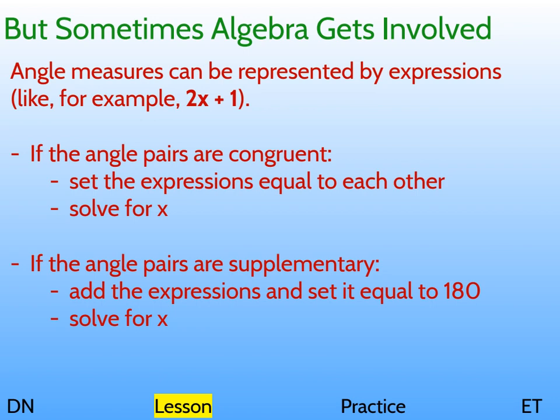If the angles are supplementary, that just means they add up to 180, right? So just take the two expressions, add them, set that equal to 180, and then solve for x. You want to see how it's done? Yeah, you probably want to see how it's done.